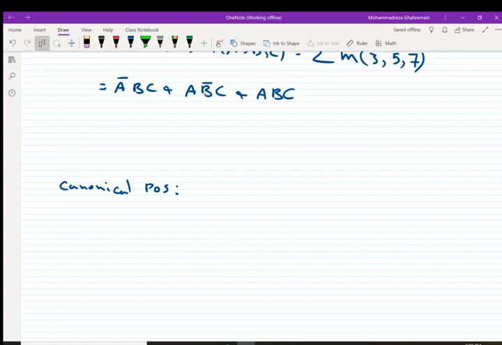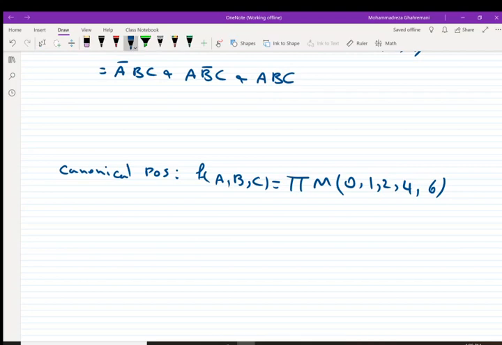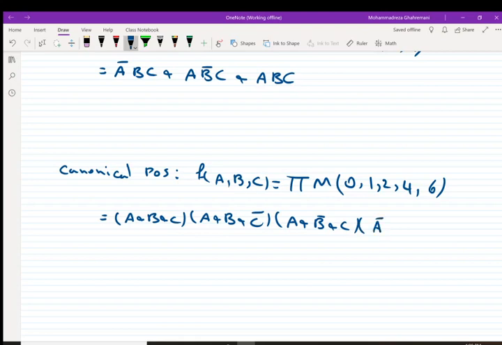The canonical form of maxterms: f of A, B, C is the product of maxterms 0, 1, 2, 4, and 6, which is equal to (A plus B plus C), (A plus B plus C bar), (A plus B bar plus C), (A bar plus B plus C), and (A bar plus B bar plus C). Okay.